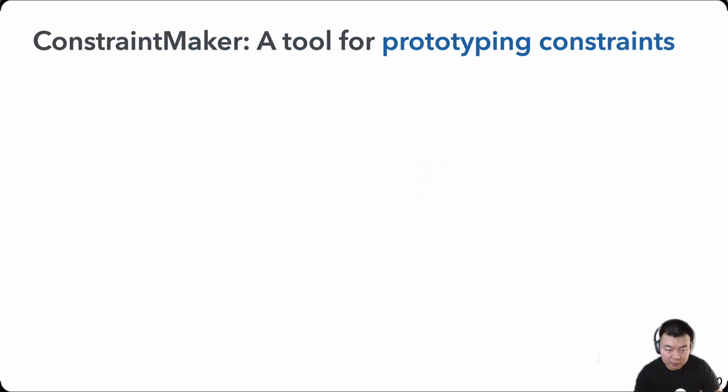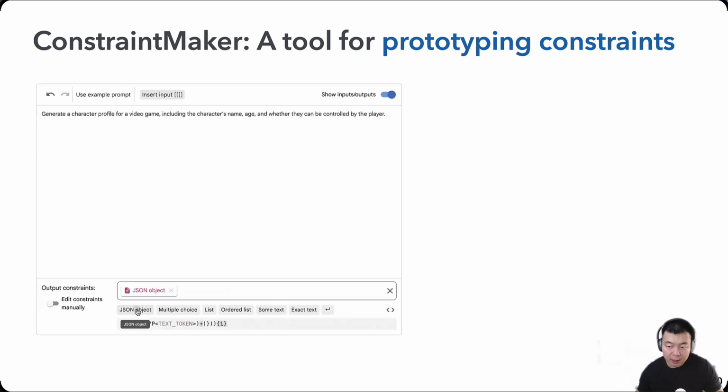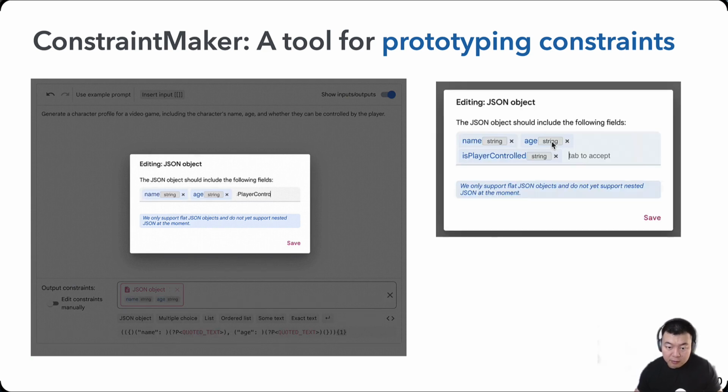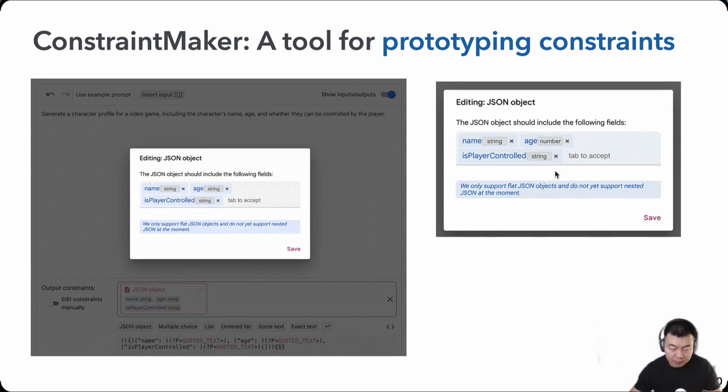To address some of the use cases we identified in the survey, especially the low-level ones, we also introduced a tool called Constraint Maker that helps people build and prototype constraints. For example, you can specify that the output should be a JSON object, and the JSON should have 3 key-value pairs, each with a different data type. In the end, the output of the LLM would exactly match the requested format.